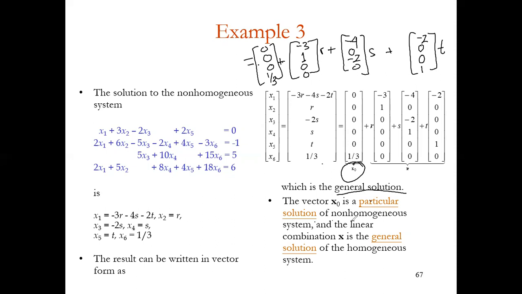And this is a linear combination in x, the linear combination: minus 3r plus minus 4s plus minus 2t. This is called the linear combination of x. And this one is called the general solution. Why general? You can put any r, any s, any t into this solution.